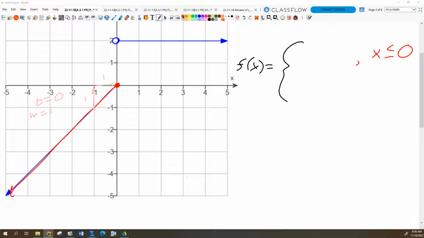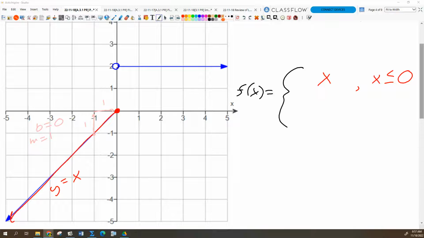What's our equation for the red line then? What is that equation? Y equals x plus 0, right? So just x. 1x plus 0 is just y equals x. So I'm putting an x there. Everybody see that? So we built the first piece. Here's the equation. There's the domain, okay? Give me 1 to 5. How are we doing on that? Okay, we're doing all right.